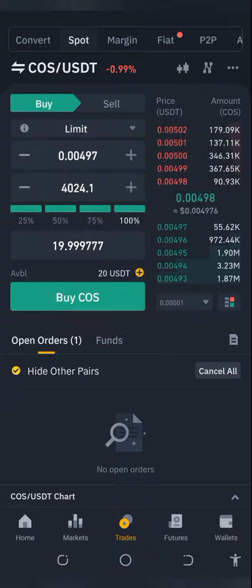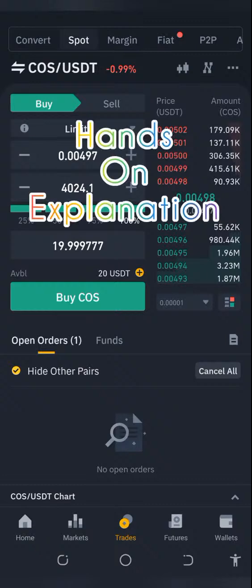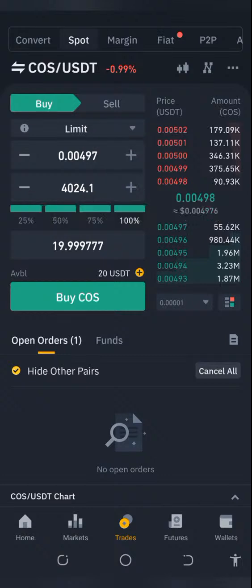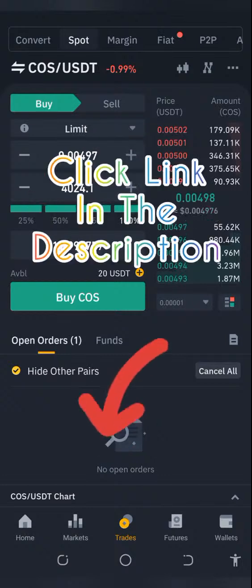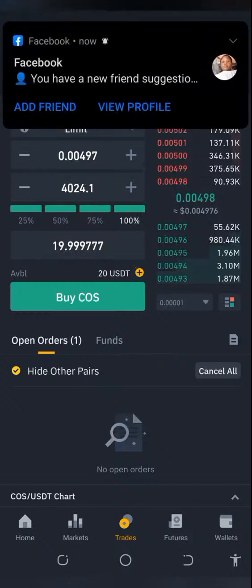Now, I've just given you a quick summary of how this works in triangular arbitrage, in inter-exchange arbitrage, and also in spot trading. These may look like summaries, right? But if you really want a full hands-on explanation on what to do, all you have to do right now is click on the link in the description and you'll be chatting with me.